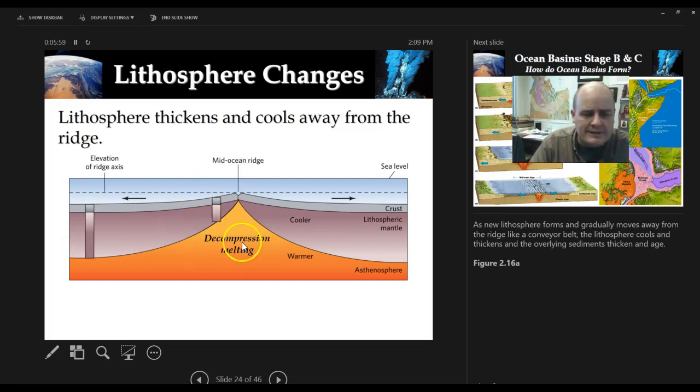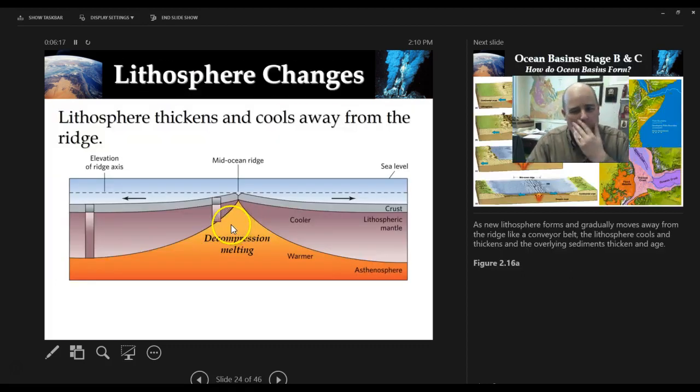So here it's more buoyant, partly because it's hotter, but also because it's not as heavy. Okay, so it rises higher in the water. As it goes away, it cools off, so it gets denser because it's cold, but it's also getting denser because it's thicker. Okay, so that's important.